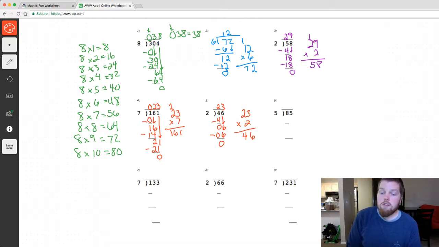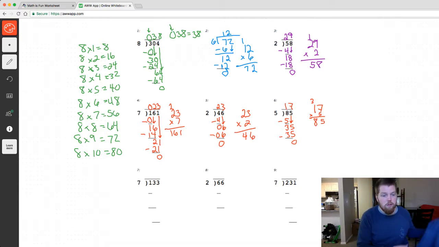Can 5 go into this first number here, 8? Yes, it can. How many times without going over? Once. 5 times 1 is 5. Do our subtraction. 8 minus 5 is 3. And carry the 5 down. And how many times can 5 go into 35? That's going to be 7. 7 times 5 is 35. Do our subtraction, we get a 0, and that means that 17 times 5, 5 times 7 is 35, carry the 3, 5 times 1 is 5, plus 3 is 8.